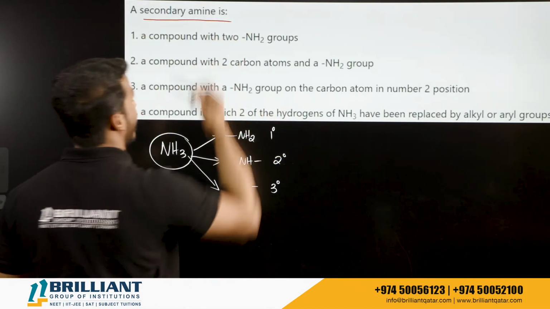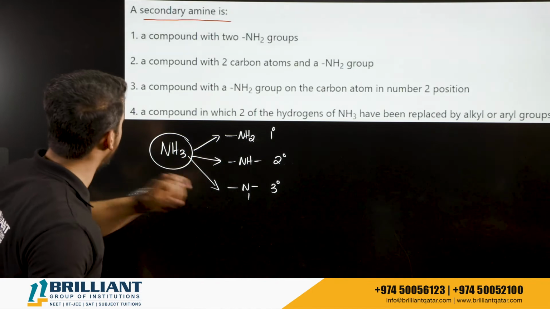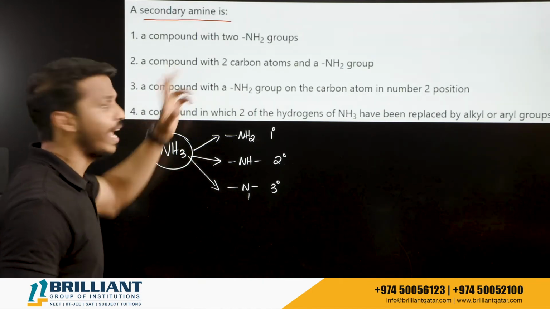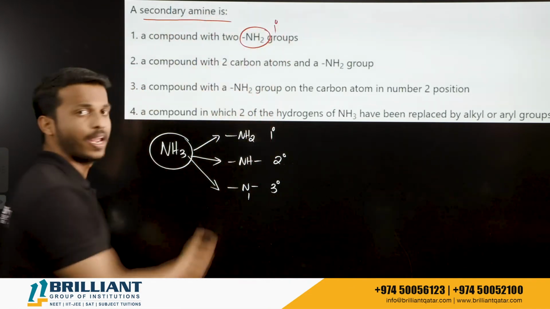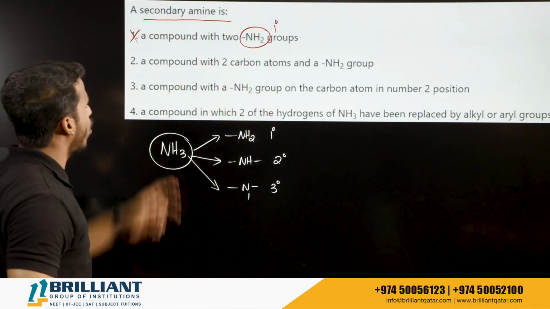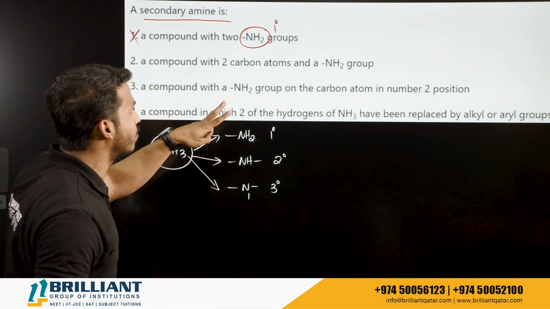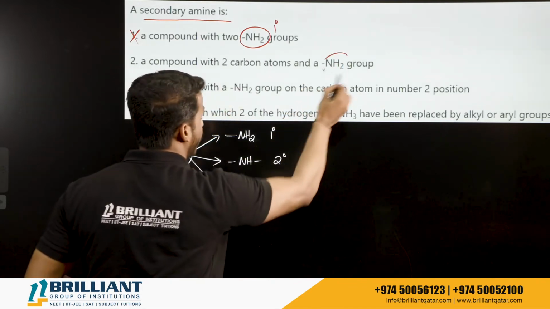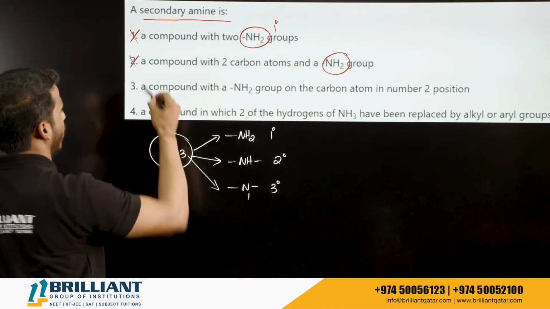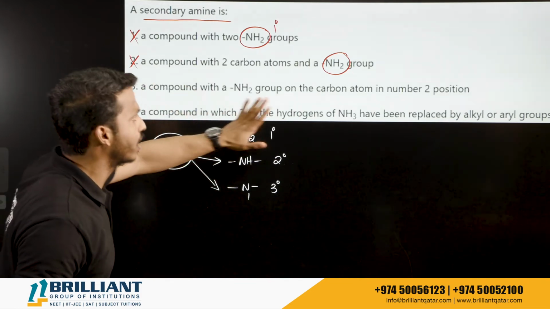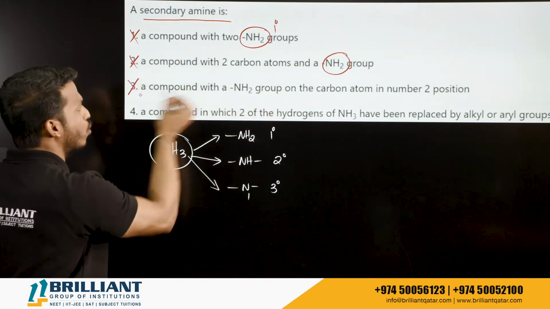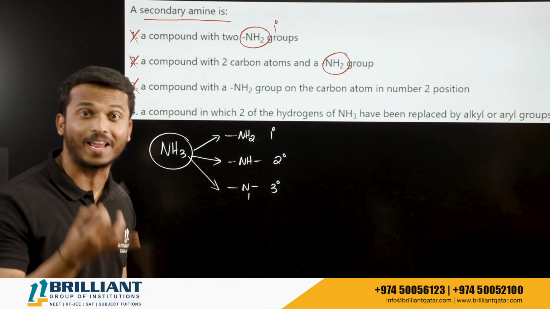What is a secondary amine? Option number 1, the compound with a NH2 group. No, right? NH2 group containing species are called what? Primary amine. Not the answer. A compound with 2 carbon atoms and NH2 group. You know, NH2 group is primary amine. No. A compound with a NH2 group on the carbon atom. No. So, dear all of you, NH2 group containing species are called what? Primary amine.